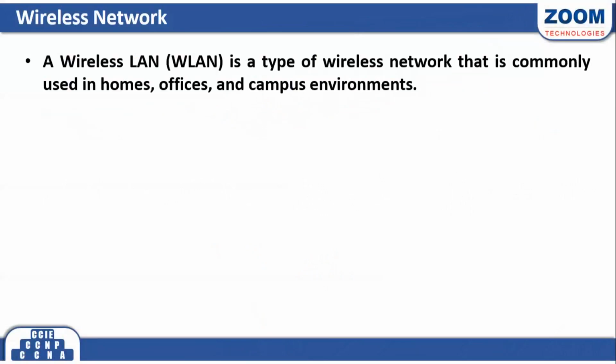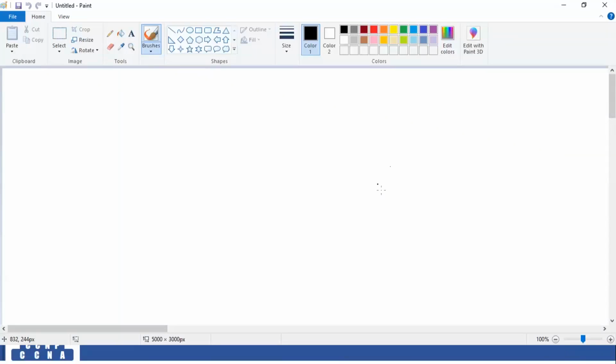So a wireless LAN is a type of wireless network that is commonly used in homes, offices, and campus networks. Basically, what types of networks do you have in LAN, in wireless?